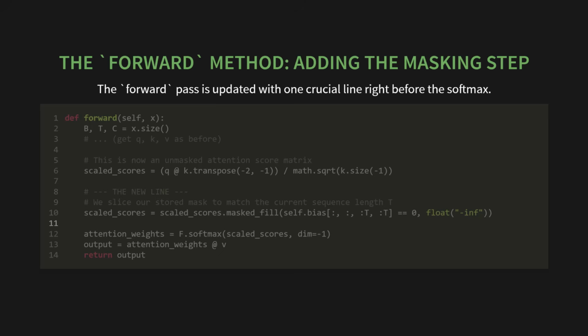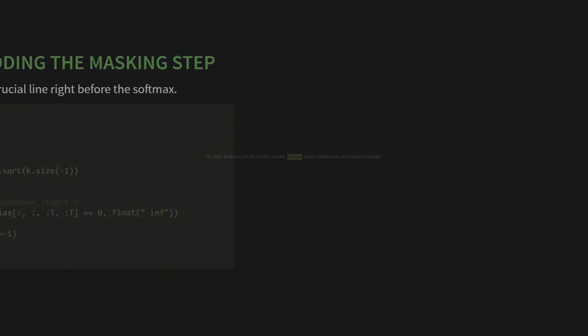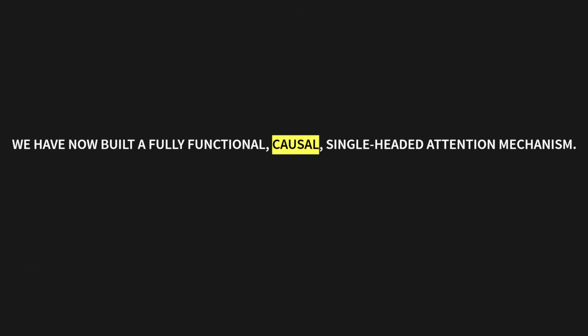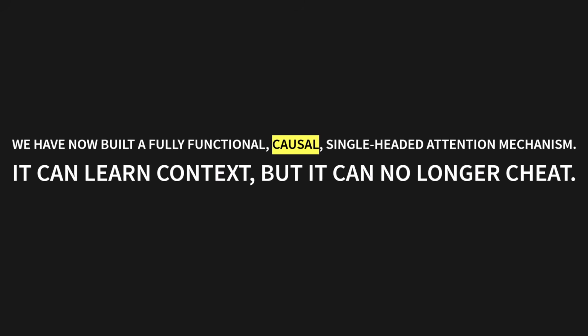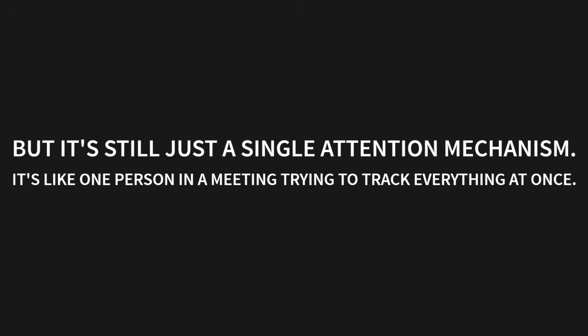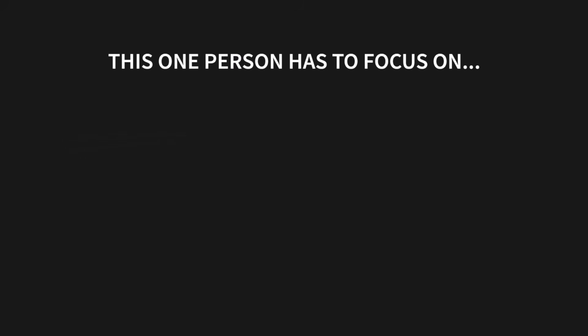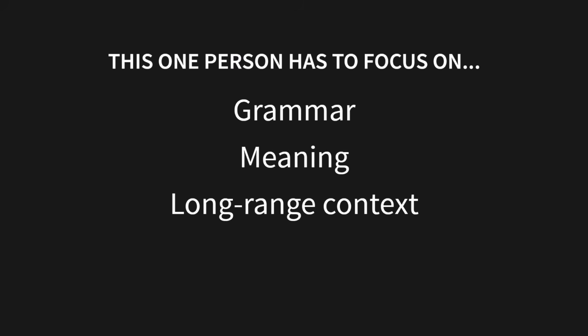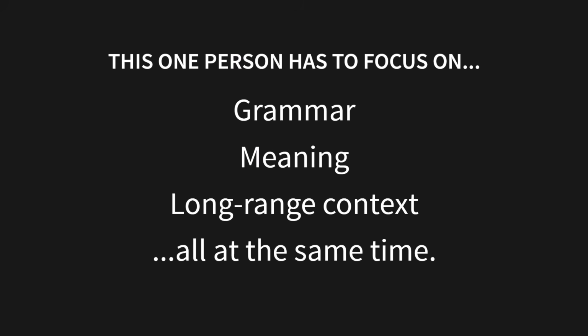We have now built a fully functional, causal, single-headed attention mechanism. It can learn context, but it can no longer cheat. But it's still just a single attention mechanism. It's like one person in a meeting trying to track everything at once: grammar, meaning, long-range context, all at the same time. That's a lot of pressure.